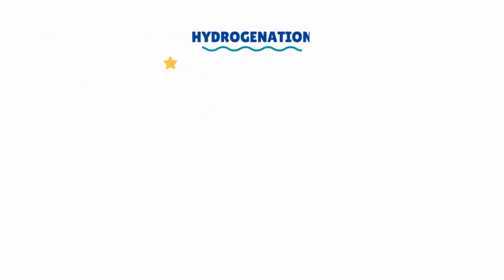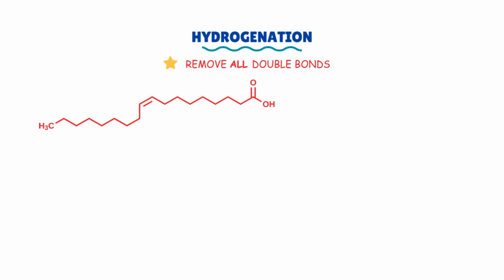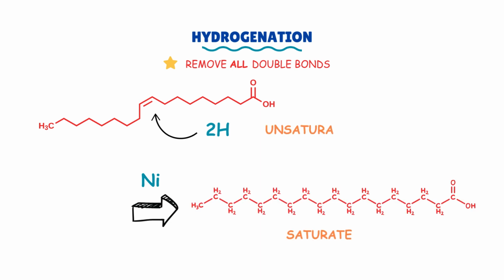In hydrogenation, hydrogens are added to unsaturated fats to get rid of all the double bonds. So let's say we have a triglyceride with 2 double bonds. We add 4 hydrogens, 2 for each double bond. That turns the unsaturated fatty acid into a saturated fatty acid.